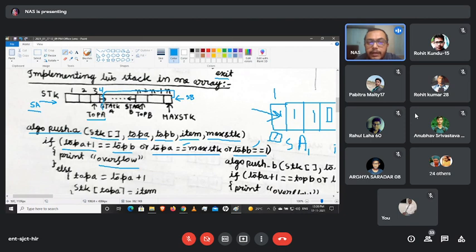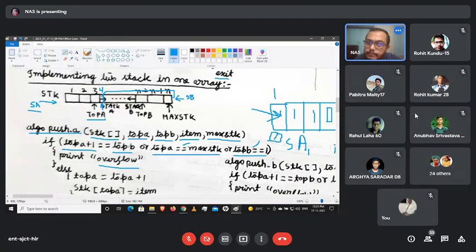Top B is already occupied until this space. That's why top A plus 1 equals top B, because top B is obviously pointing to the particular point where the last insertion has been done. So that is another overflow condition: after incrementing the top position of top A, we encounter that top B is already there. That can also be said to be an overflow condition.